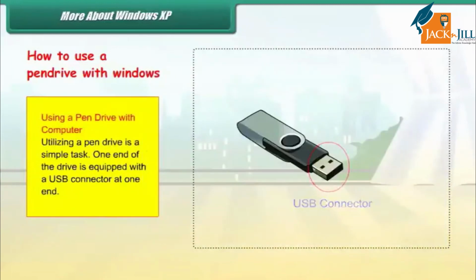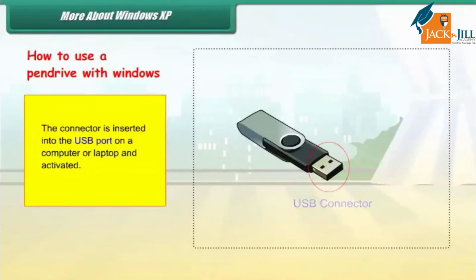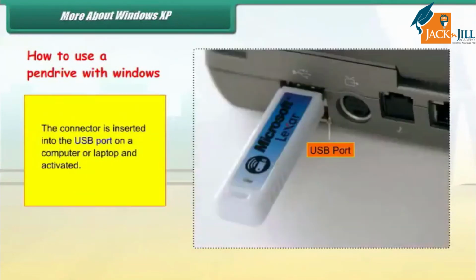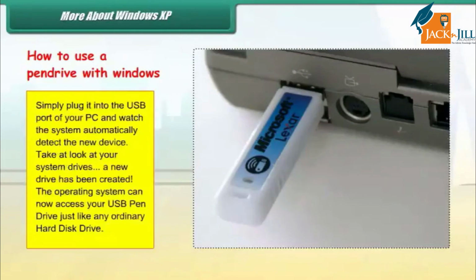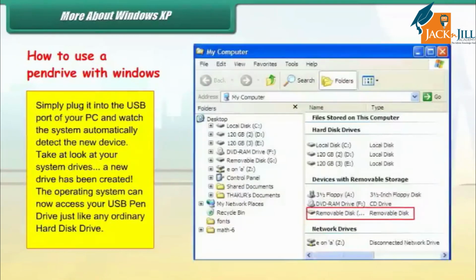Using a pen drive with computer. Utilizing a pen drive is a simple task. One end of the drive is equipped with a USB connector. The connector is inserted into the USB port on a computer or laptop and activated. Simply plug it into the USB port of your PC and watch the system automatically detect the new device.